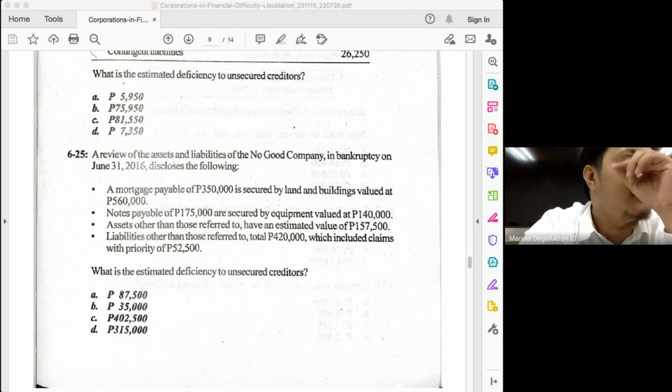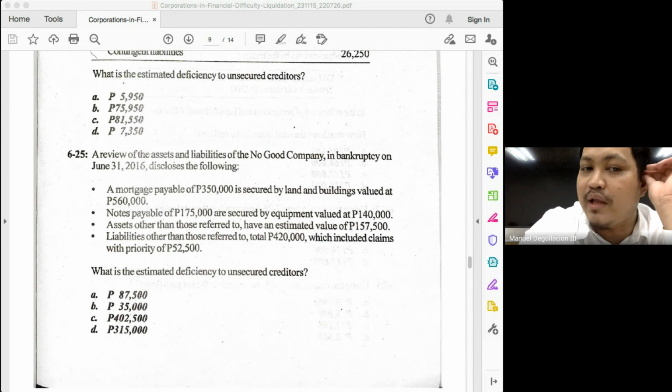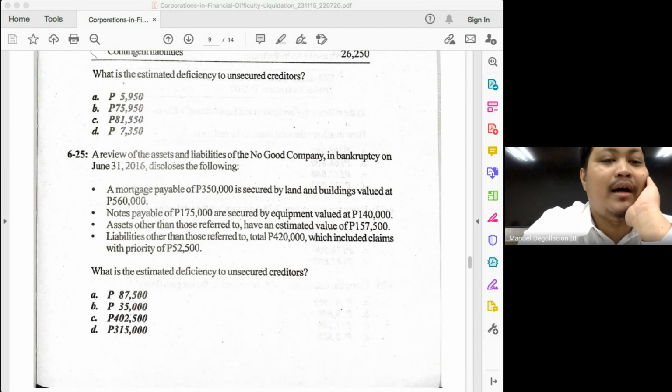420. But again, only those that are without priority. Does the 420 include the with priority? Yes, the problem says so. 420 minus 52,500. That will give you how much? 367,500. But again, what's the one thing I want you to remember for your denominator in the recovery rate, in solving for your total unsecured liabilities without priority? Add the unsecured portion of the partially secured liability.